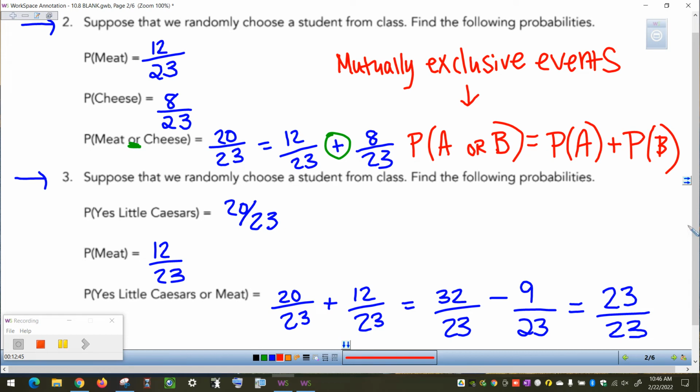All right, now looking at the situation that we did here in number 3, we were looking at yes, Little Caesars versus preferring meat. And what we saw is that those events could occur together at the same time. Somebody could prefer Little Caesars and prefer meat on their pizza. So if that's the case, we're going to describe this as not mutually exclusive events.